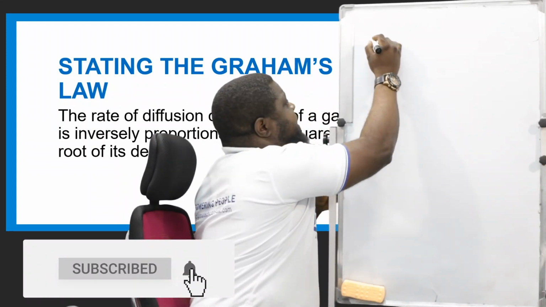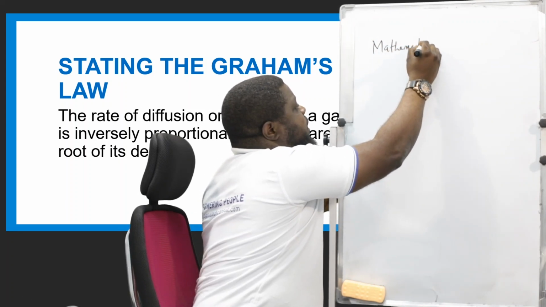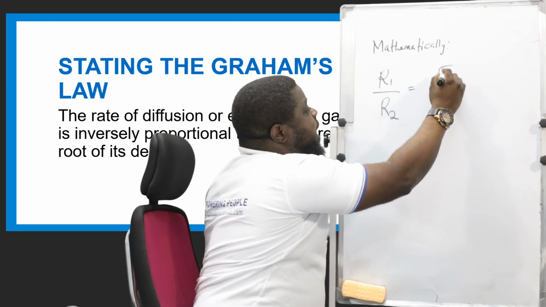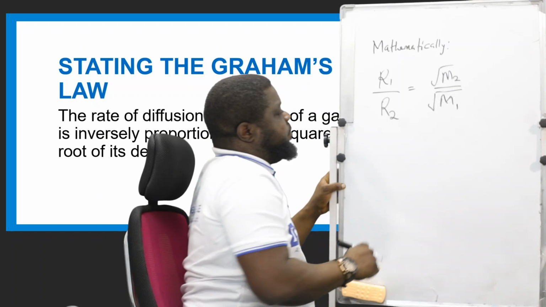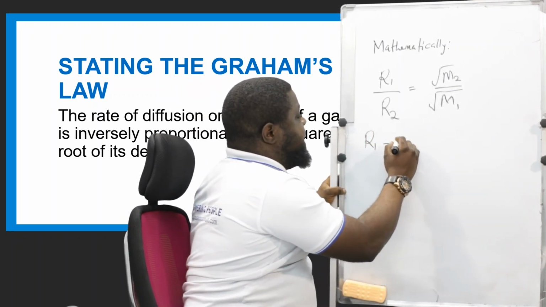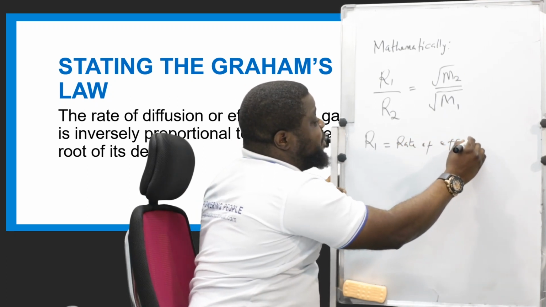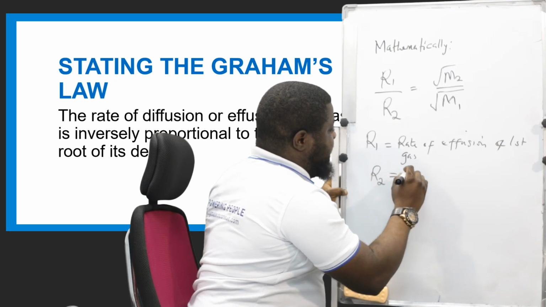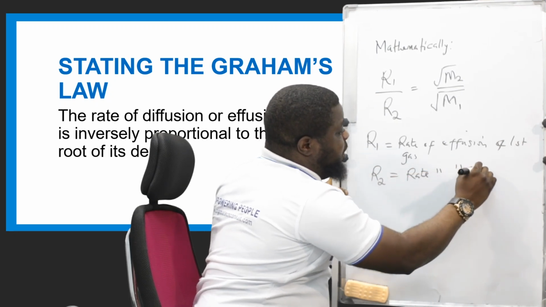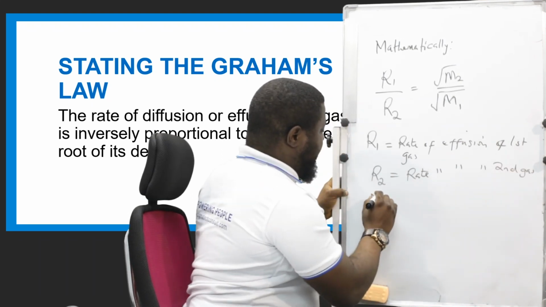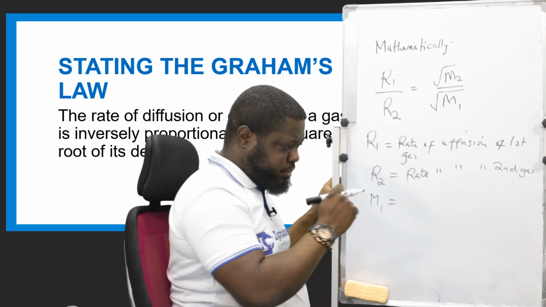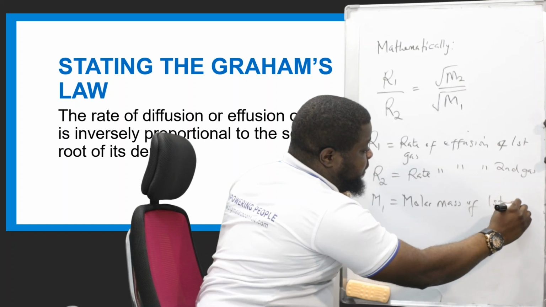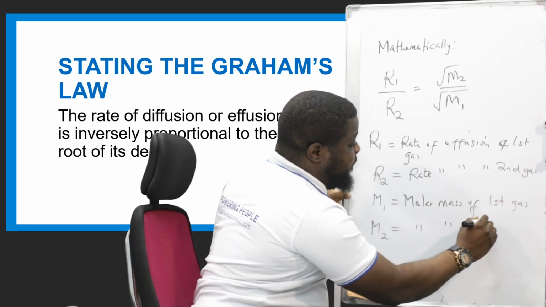So mathematically, Graham's law of diffusion is rho 1 all over rho 2, which equals square root of M2 all over M1. Where rho 1 is the rate of effusion of the gas, as in the rate of escape, the rate of effusion of the first gas. Rho 2 is the rate of effusion of the second gas. M1 is the molar mass of the first gas, and M2 is the molar mass of the second gas.